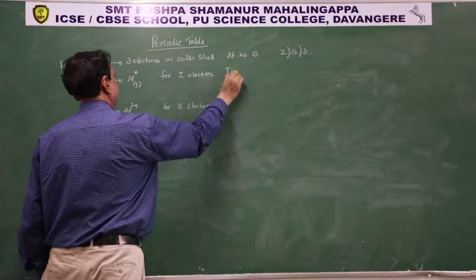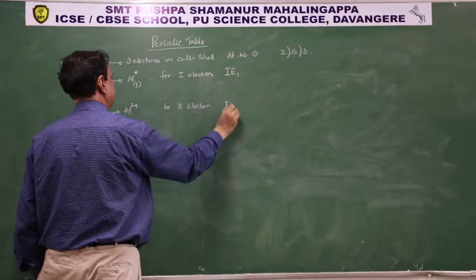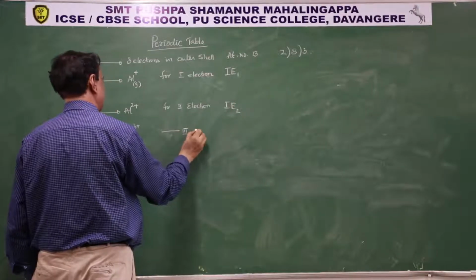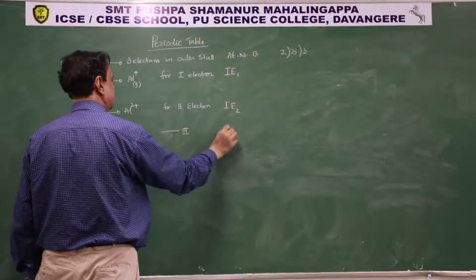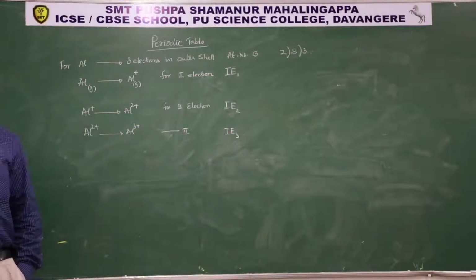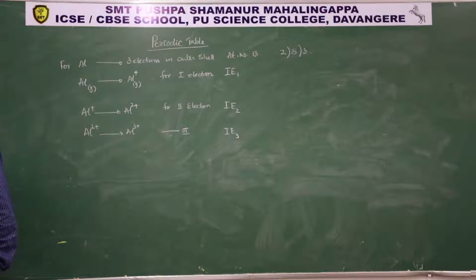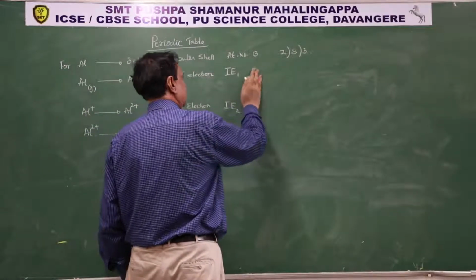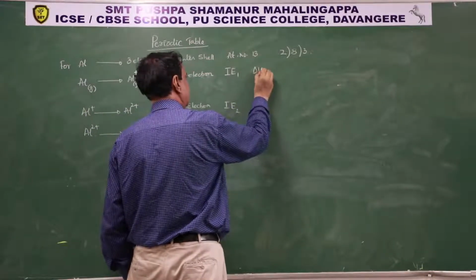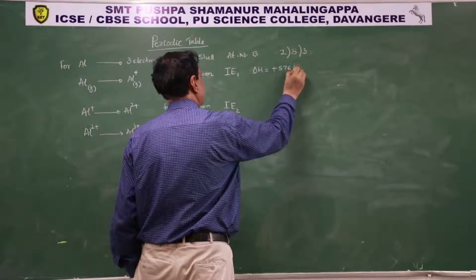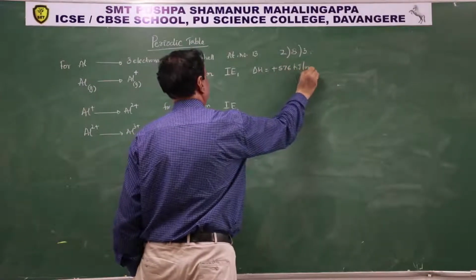This is called IE1 value. This is called IE2 value. This is for the third electron. This is IE3 value: first ionization energy, second ionization energy, and third ionization energy. This is 576 kilojoules per mole. Delta H is equal to plus 576 kilojoules per mole.